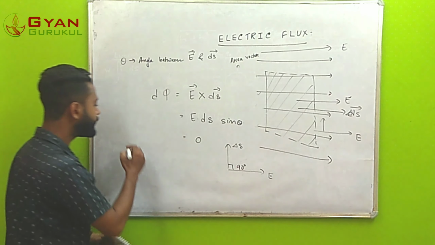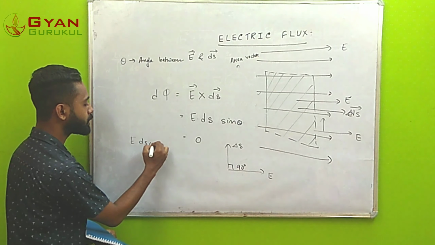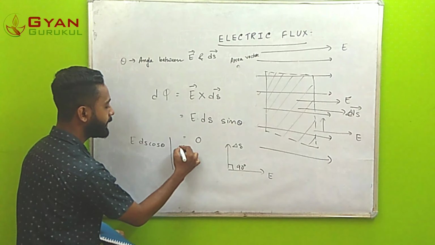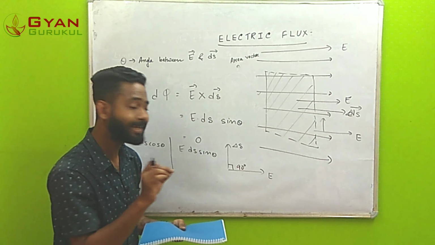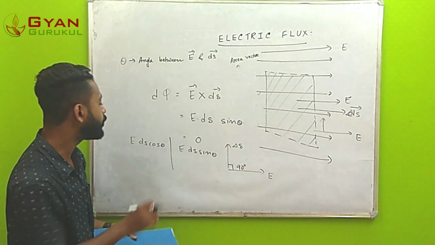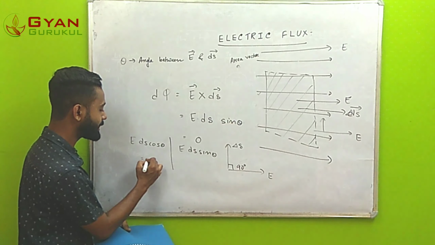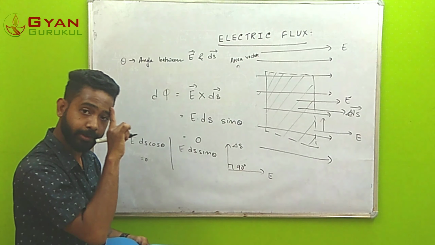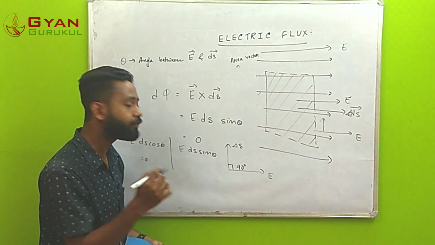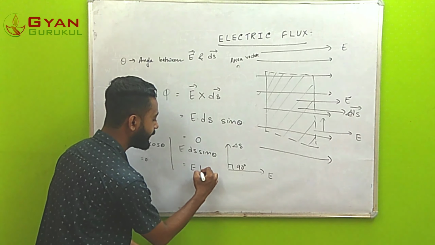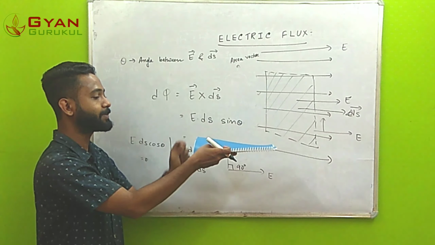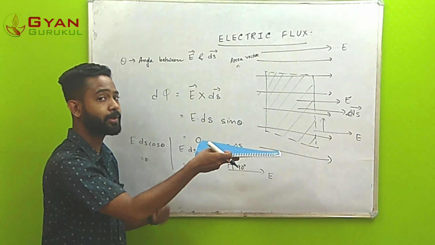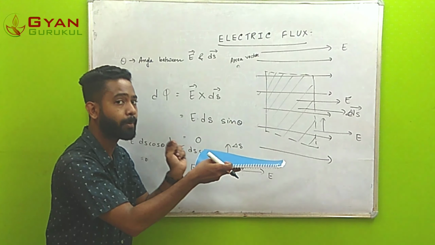So if I consider E delta S cos theta and E delta S sine theta, and if I consider theta to be 90 degrees in both situations, we know cos 90 is 0, so this expression will be 0. But on the other hand, sine 90 gives us a value of 1, so this will come out as E delta S. As I have already said, in this situation the field lines passing through the surface is 0, so flux should come out as 0.